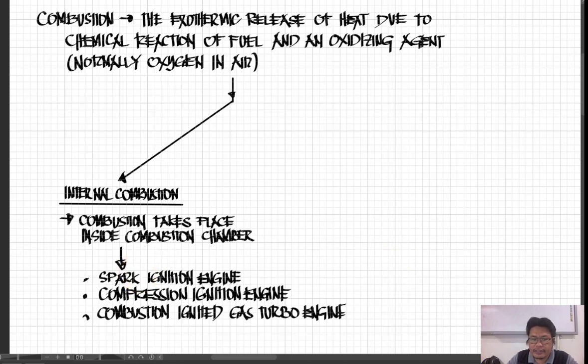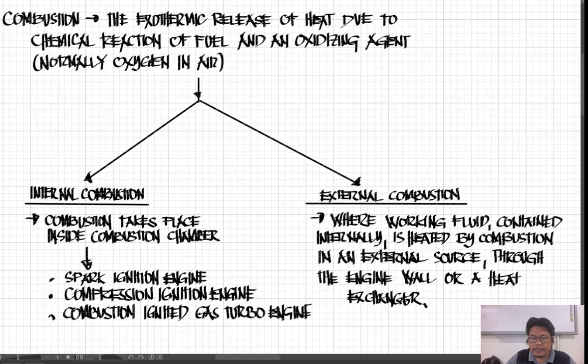Now for external combustion, we have your working fluid, which is contained internally. It is heated by the combustion in an external source through the engine wall or a heat exchanger.